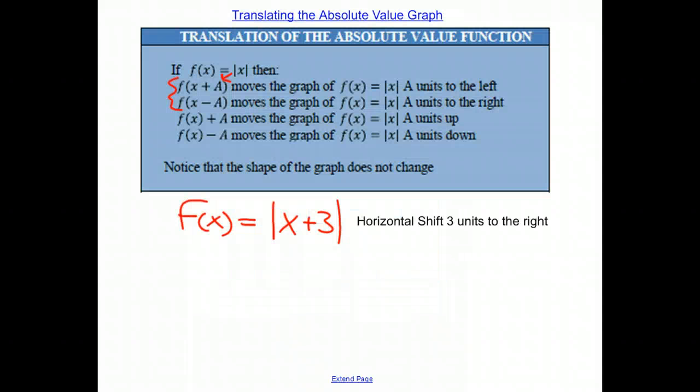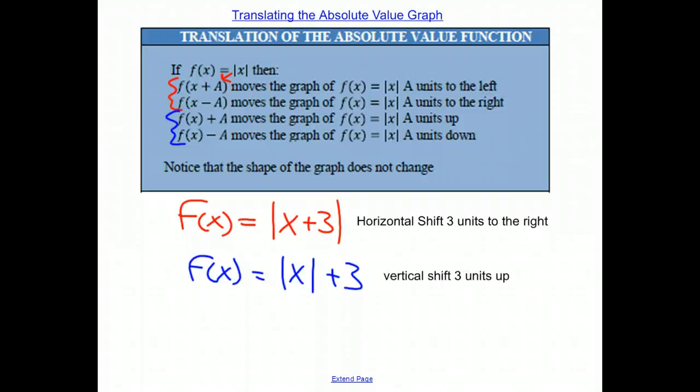Now let's take a look at the bottom two scenarios. We have f of x plus a and f of x minus a, these bottom two scenarios. They'll move the graph a units up or a units down. So essentially that's like saying something like this: f of x equals the absolute value of x, plus 3, or the absolute value of x, minus 3. And this is moving the graph up or down, so this would be a vertical shift 3 units up.